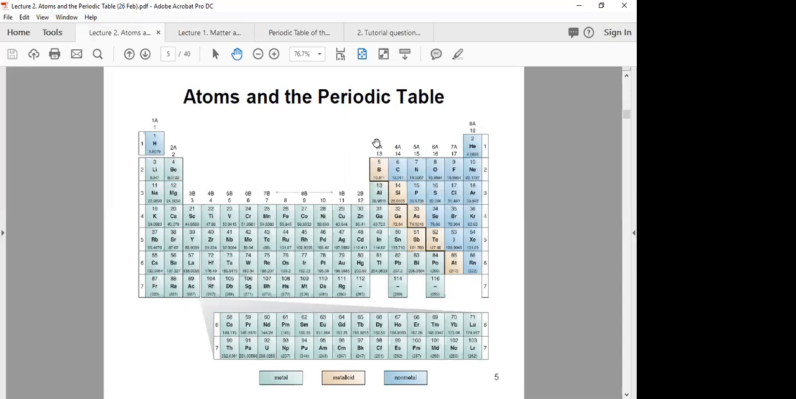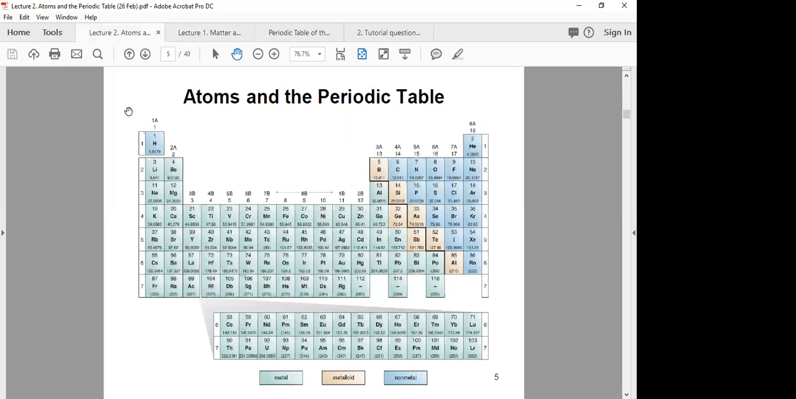Over here, 3A elements are here, 4A elements here, and so on. Okay, and the same thing applies to these short columns in the middle with their respective group numbers. So we say group 1A elements, group 2A elements, and so on. Okay, so take note of that. That's very important to know.